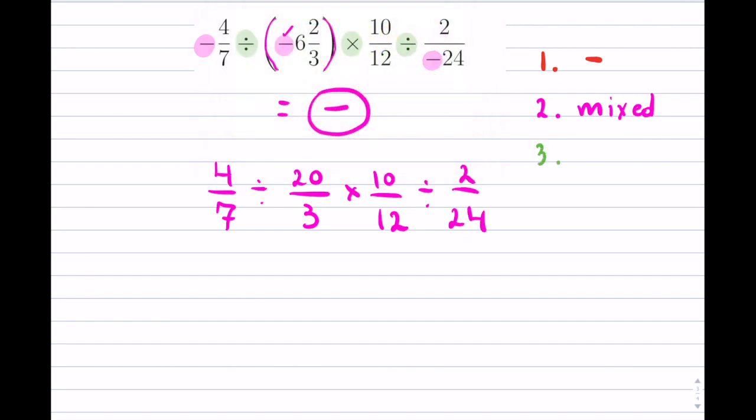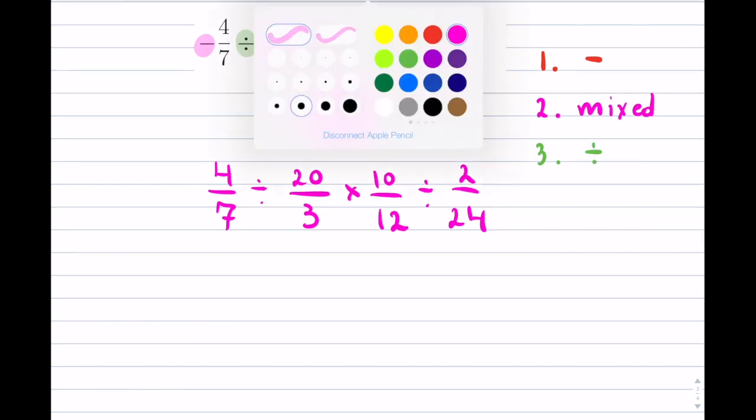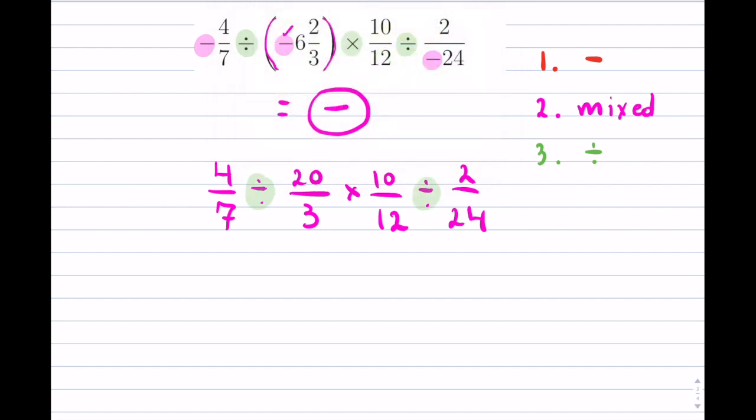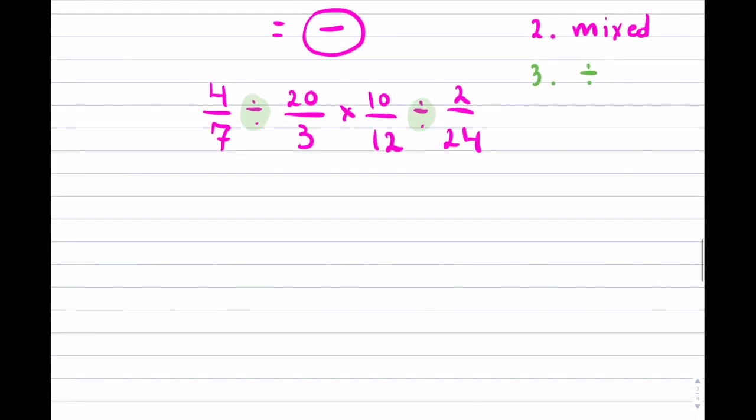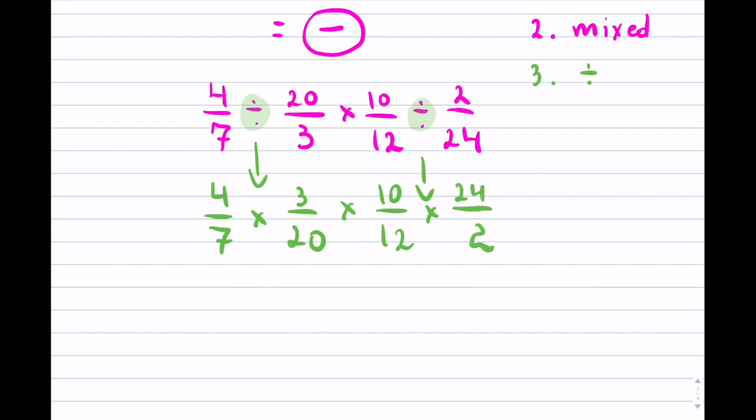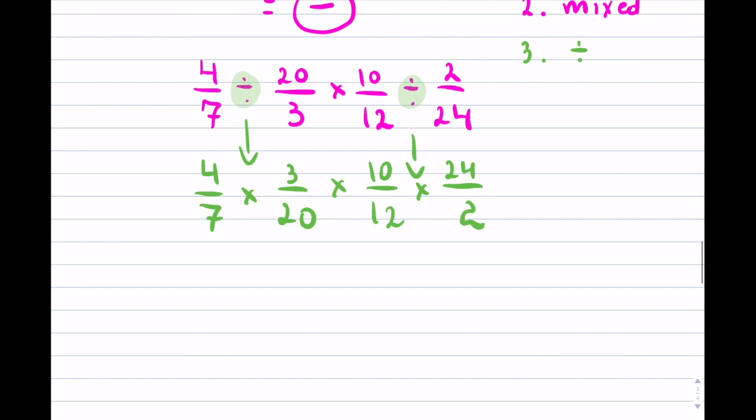Step 3, I don't want to have any divisions. I do have divisions here and here, so let me change these up. Remember, division is multiplication by the reciprocal. So notice it's swapped. The other ones stay the same. And then again, division. Okay, so I have that. Now, next step, reduce, because now I have only multiplications.